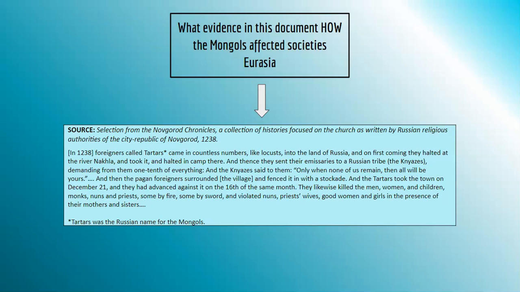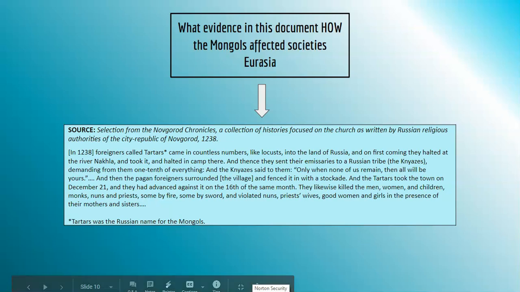So what I want you to do is take a few minutes and read this document and then pick out what evidence you think best could answer the prompt: how did the Mongols affect societies in Eurasia? So pause this video, read the document, find the evidence, and we'll come back in about a minute.